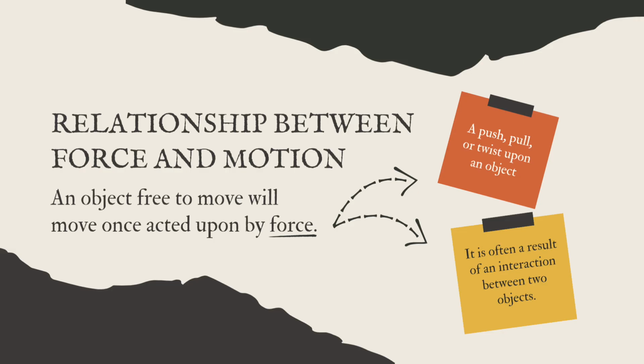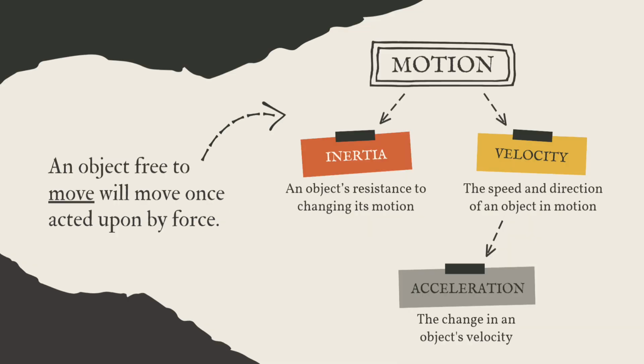An object free to move will move once acted upon by force. A push, pull, or twist upon an object. It is often a result of an interaction between two objects. An object free to move will move once acted upon by force.